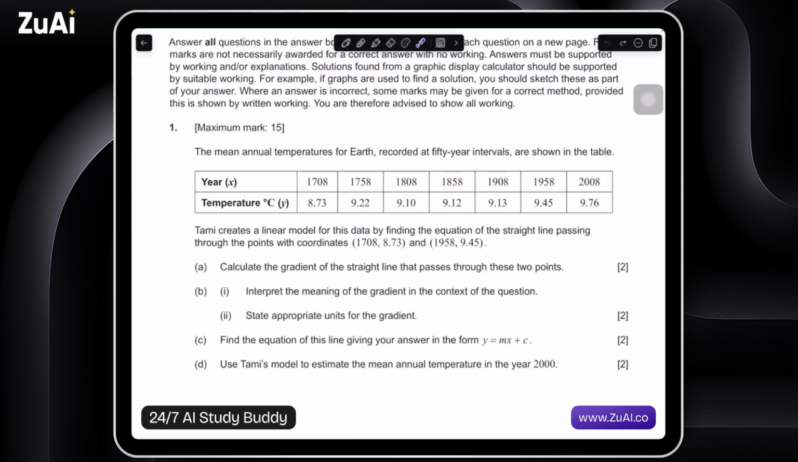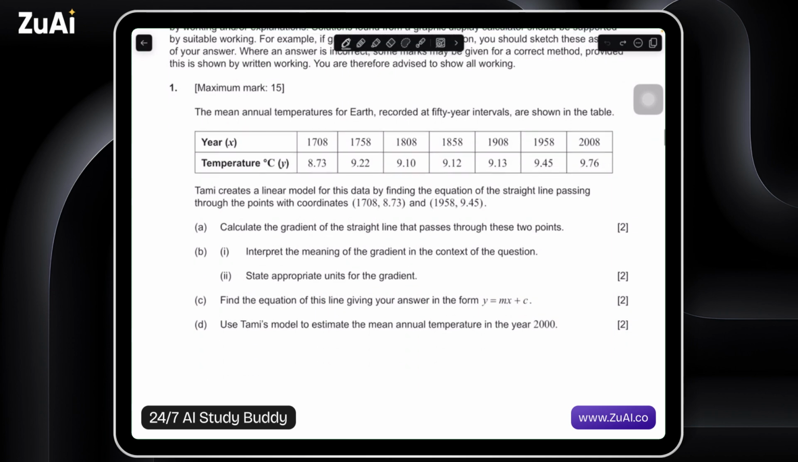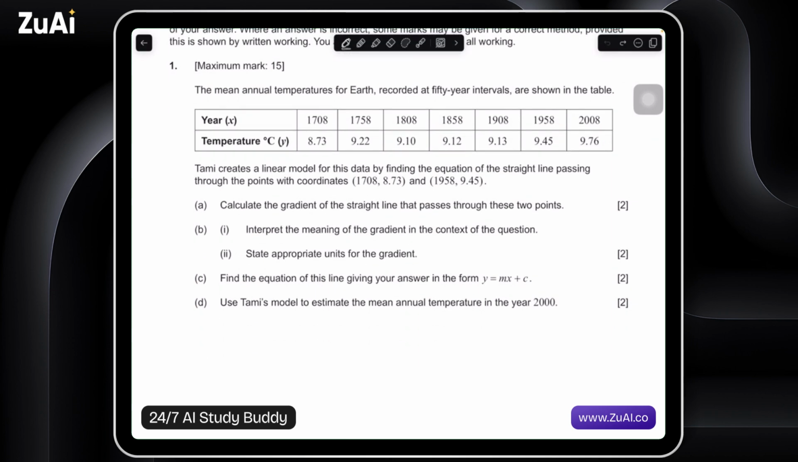So we've got these 2 points right here. This is our data set, which relates year and temperature. So we have different years through time, and then the corresponding temperature at that given time. All right, calculate the gradient of the straight line that passes through these 2 points. Nice way to get started, I guess.